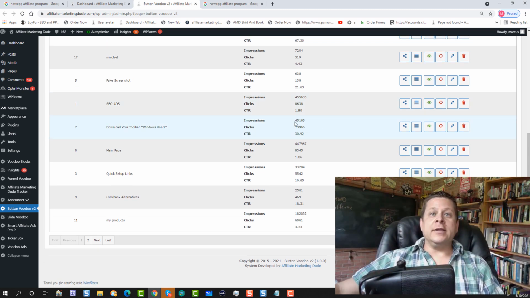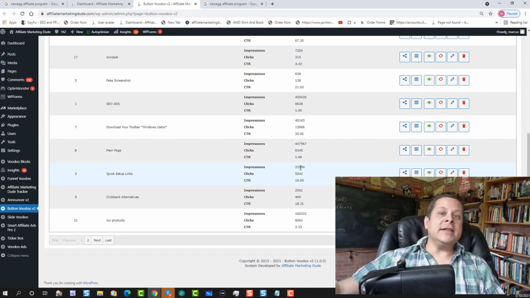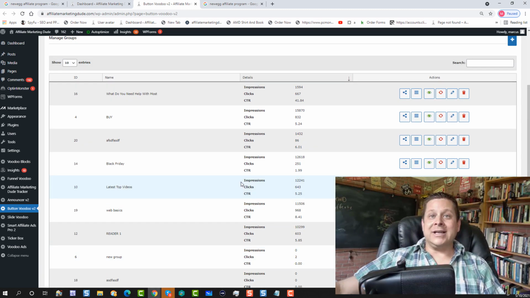Here's another one with 50,000 visitors almost, with 30% click-through rate. Another one with 500,000 visitors, almost 2% on that one. We got 16% on 30,000, and on we go. You guys can see that this works like crazy if you do it in the right way.